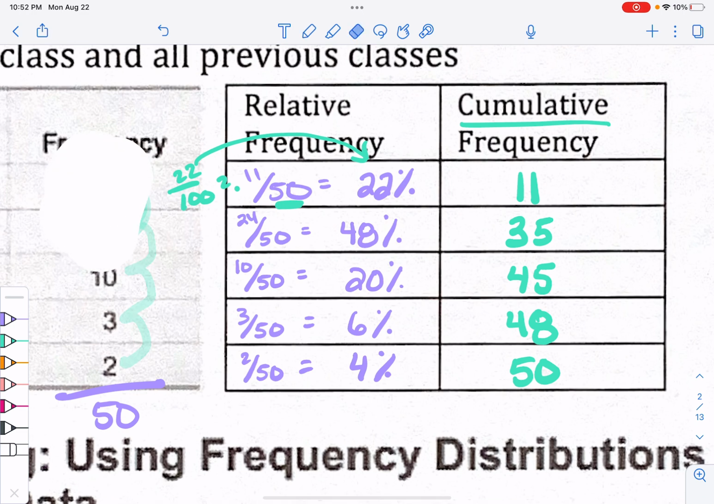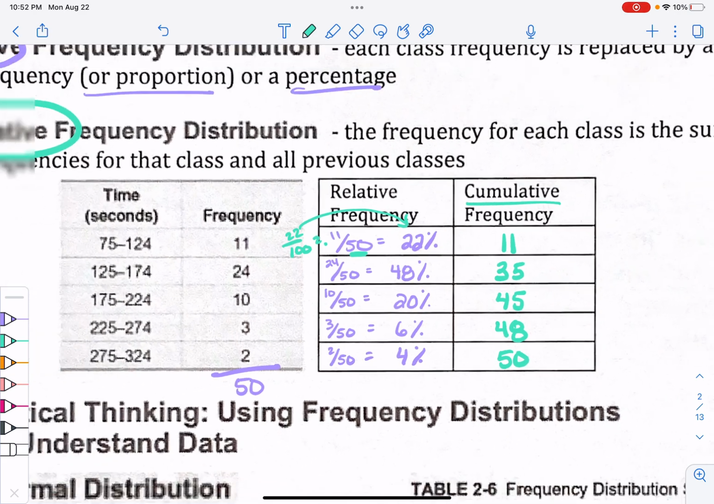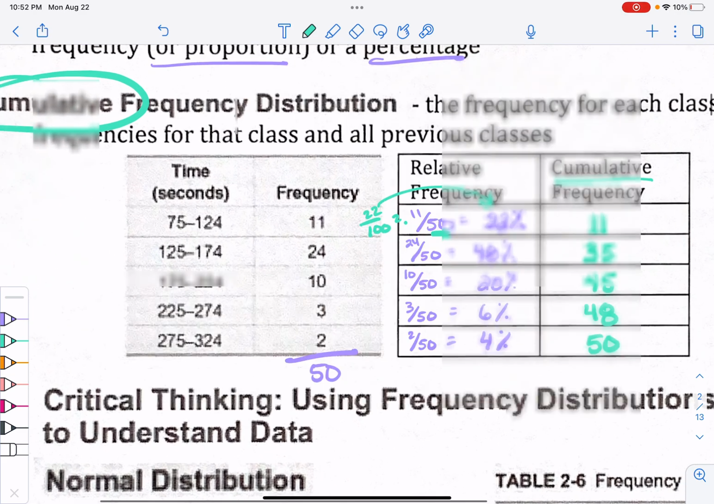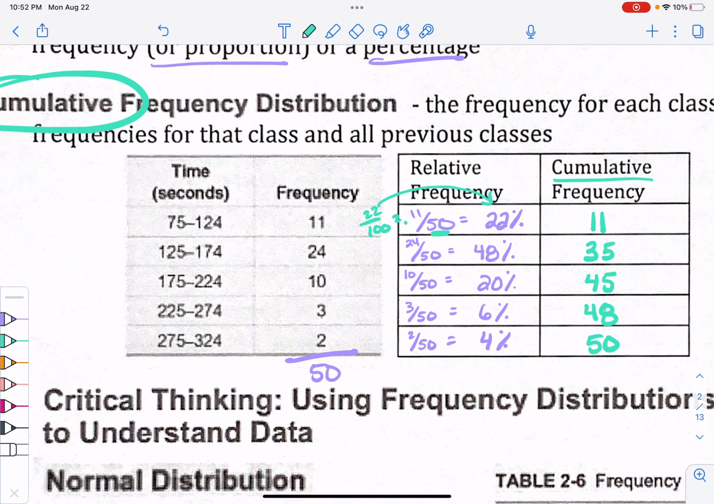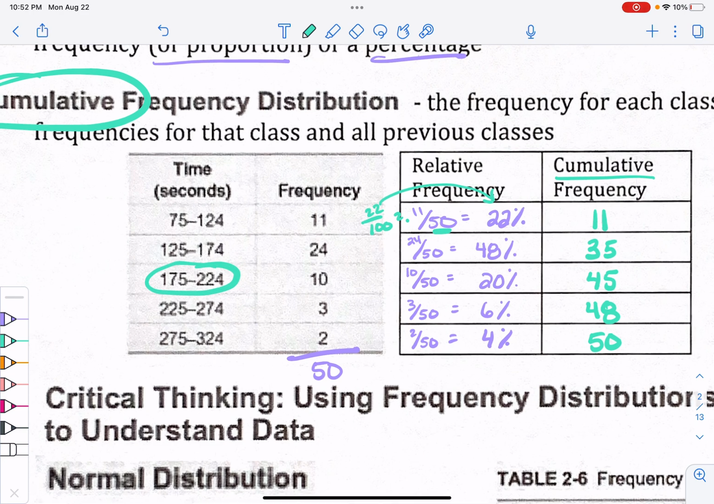The reason for doing that is so that we can say this. Let's say we're picking on this category. If I were to ask you how many customers had below a 224-second wait time, how many customers had to wait 224 seconds or less for their food?